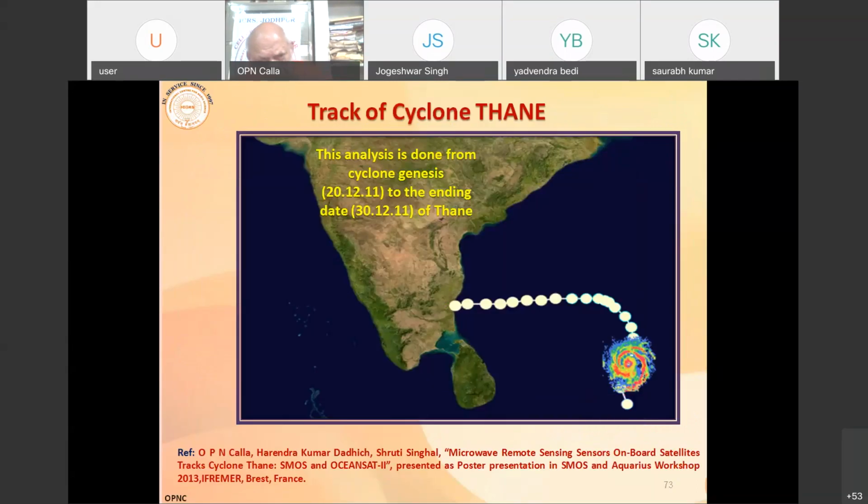And we also track cyclones at sea. The cyclone Thane was tracked by us using ESPOS and ocean satellite, and we published and presented this in France in the conferences. This is very interesting, you can see the category at the starting point, and it is tracked all the way down.